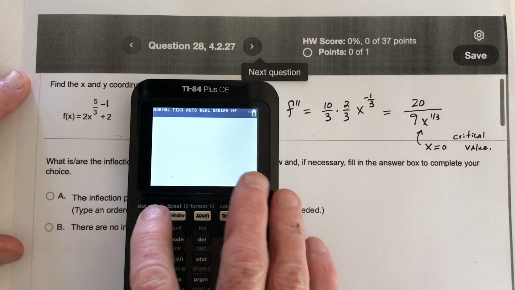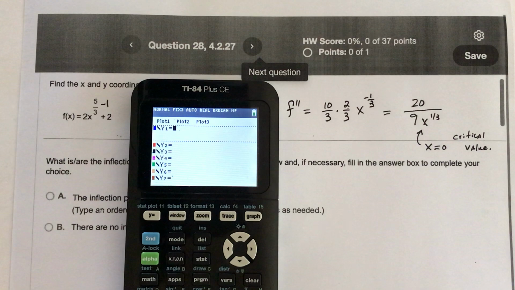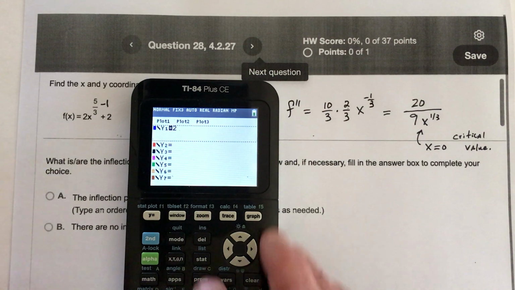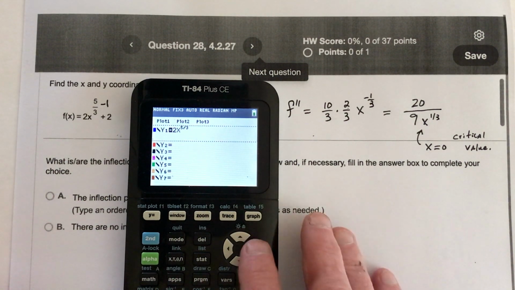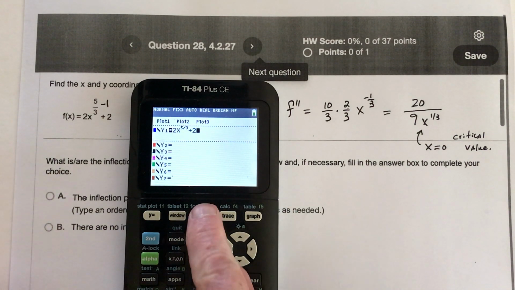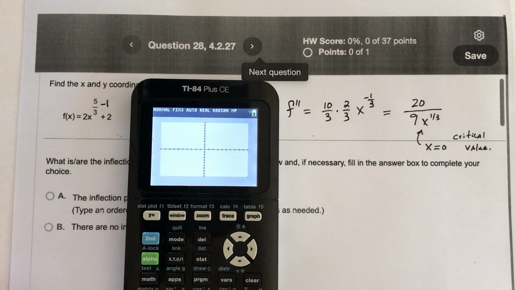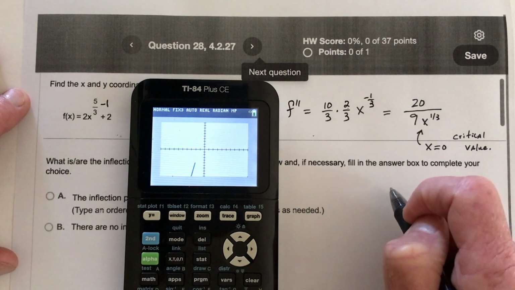And then let's graph the original and find out. So the original, sorry about that, had 2, and x is raised to the 5/3, and then plus a 2. And then zoom standard. And what does the graph look like?